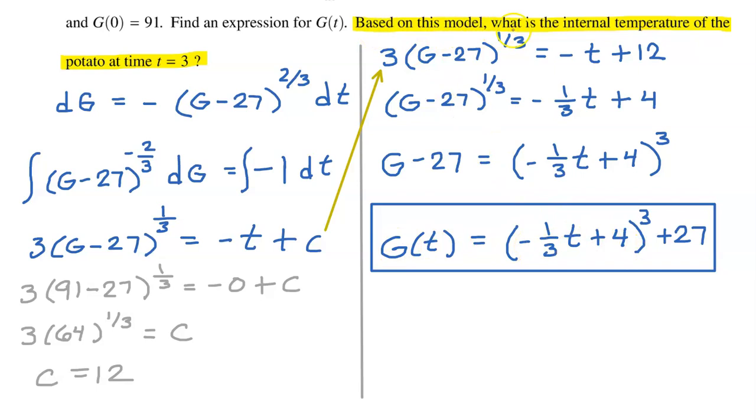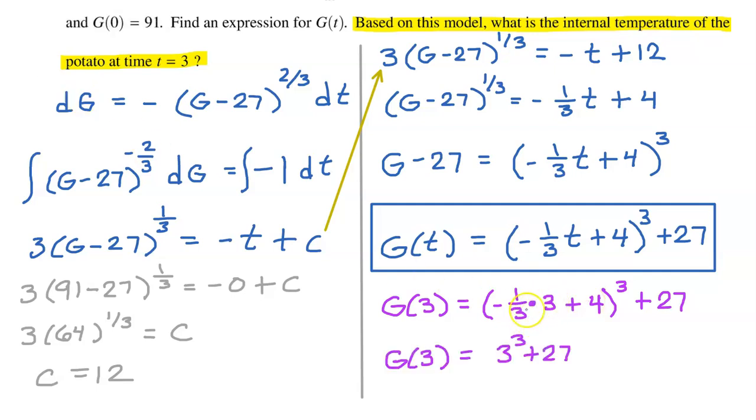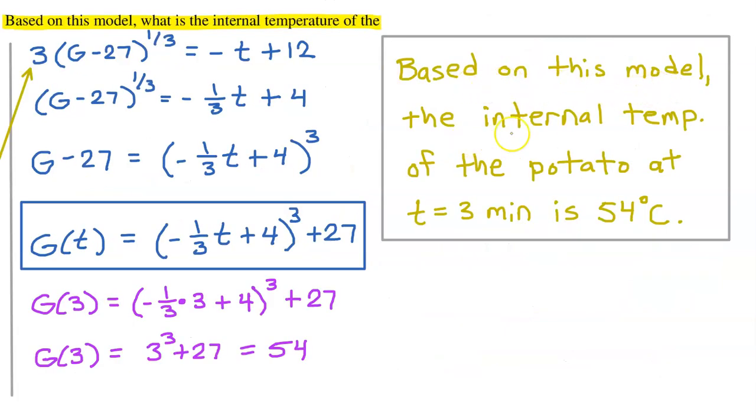Now, based on this model, what is the internal temperature of the potato at time t equals 3? In other words, let's just evaluate this equation at t equals 3. Putting 3 in for t, we have this. The 3's cancel out, so we have negative 1 plus 4, which is 3. 3 to the third power, and then plus 27. But this is 27 plus 27, which is 54. Based on this model, the internal temperature of the potato at t equals 3 minutes is 54 degrees Celsius.